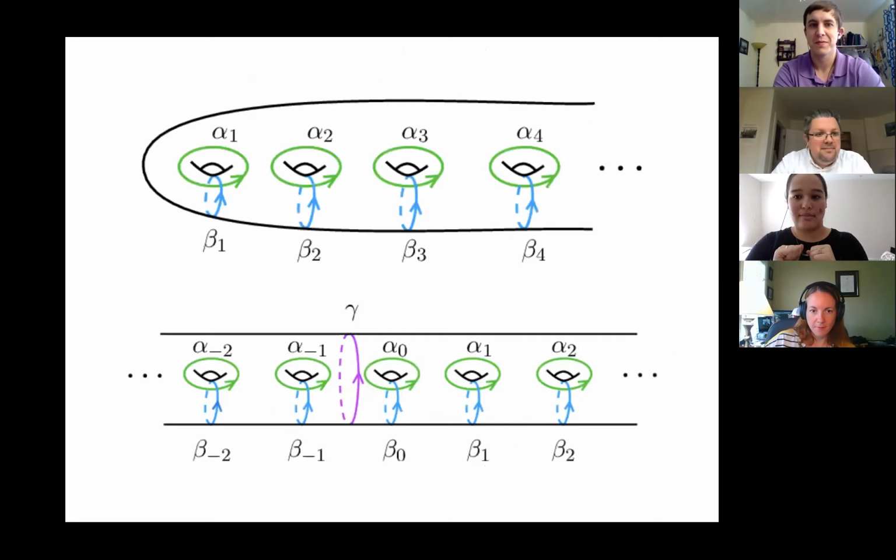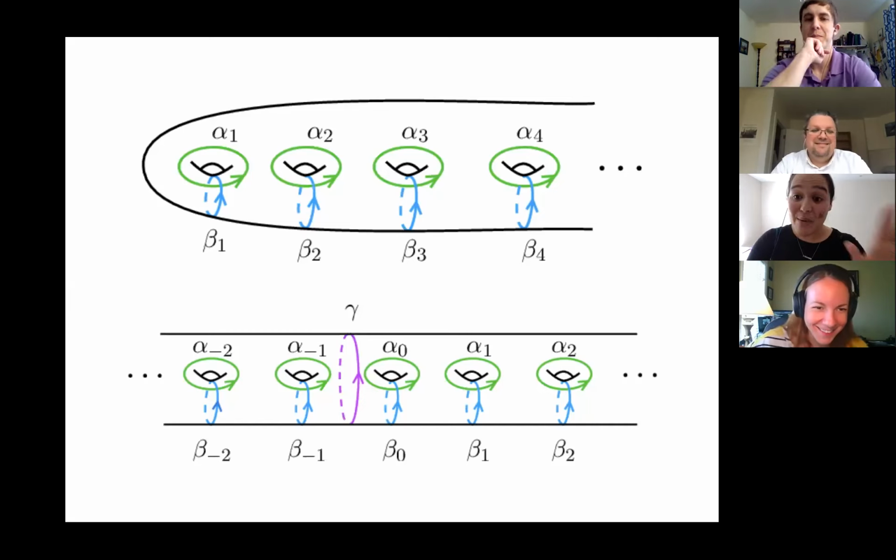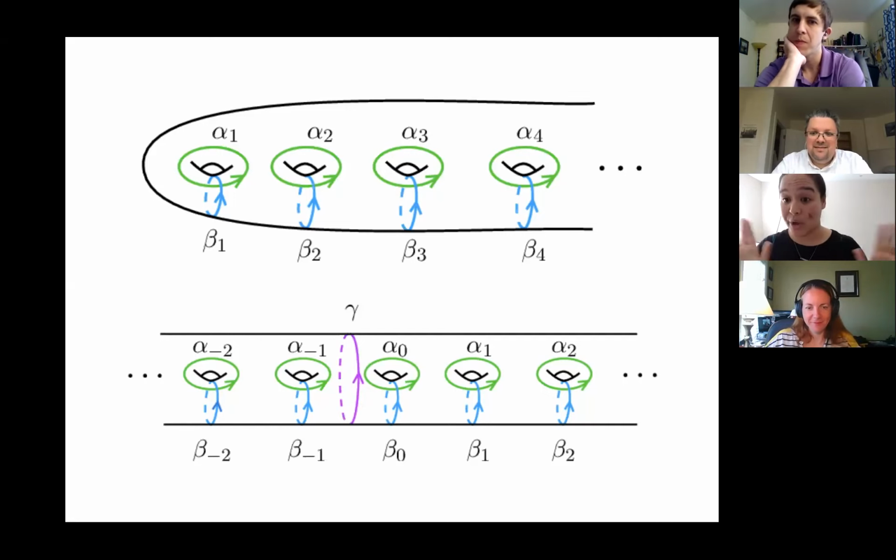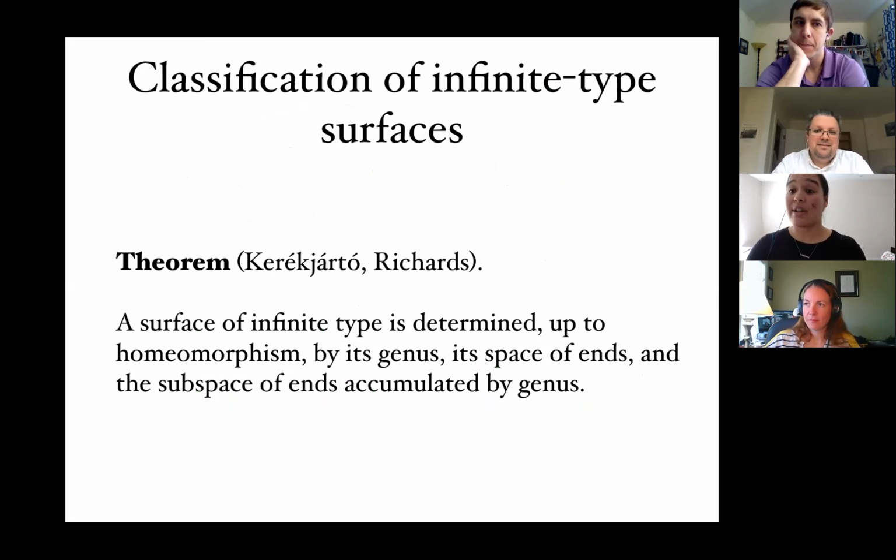Oh, the next slide is the good one. I feel like I should introduce it, so that now we're ready to actually give what our classification is. We're very lucky that even in this wild world of infinite type surfaces, where so much more is allowed to happen and there is so much more varied behavior, we still have a classification theorem.